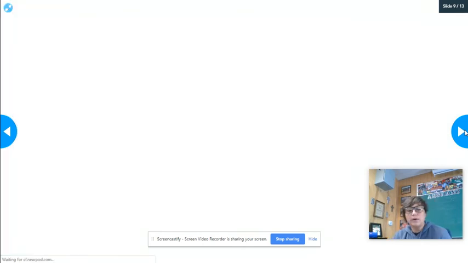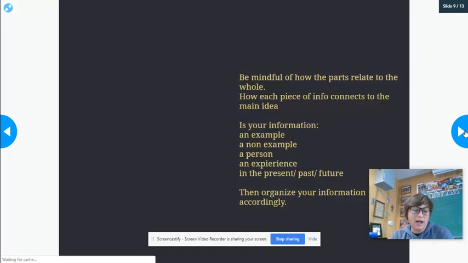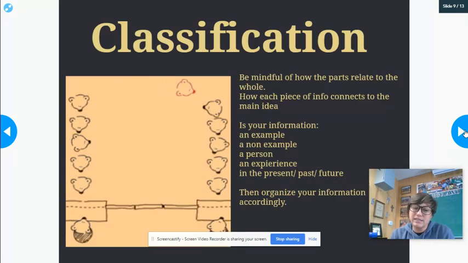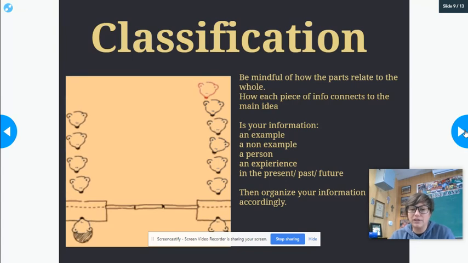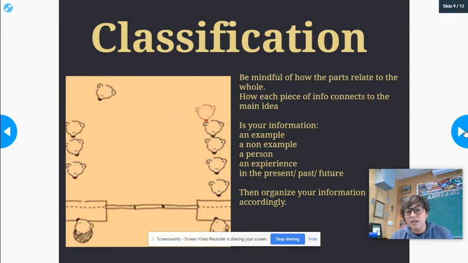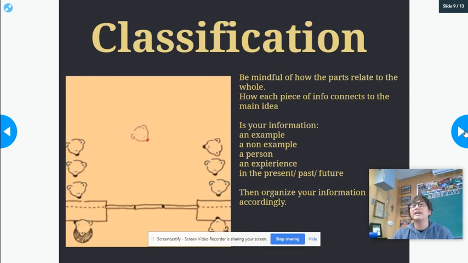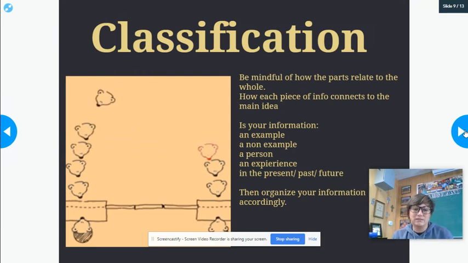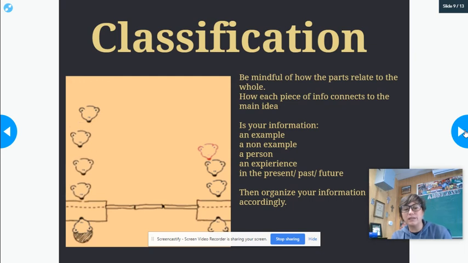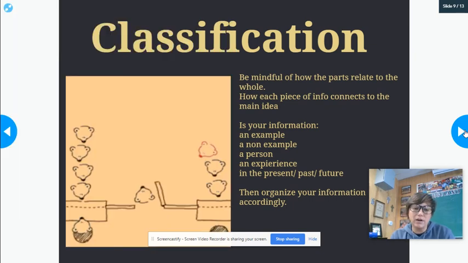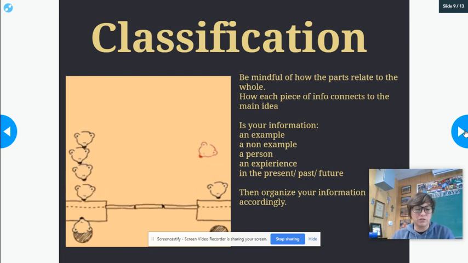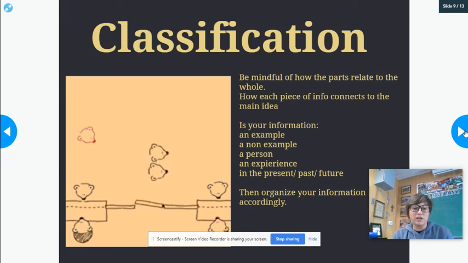The next one is one that we don't really have to write this year. We don't have to write this type of essay. It's a little bit of a higher level essay. It's called a classification essay. In this type of essay, you're mindful of how all the parts of your topic relate to the whole, so how each piece of info connects to the main idea. Don't worry, that one's a little bit higher level. You will see that one in your educational career, be it your junior or senior year, Comp 1, Comp 2. But the good thing is, not this year.